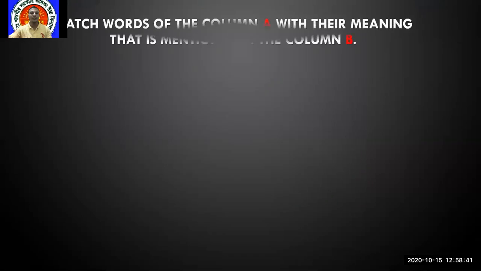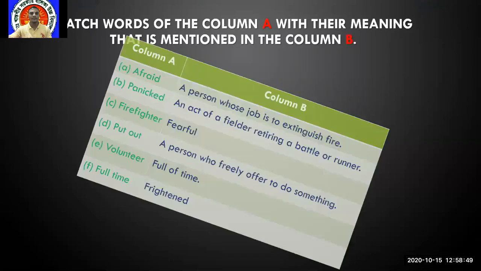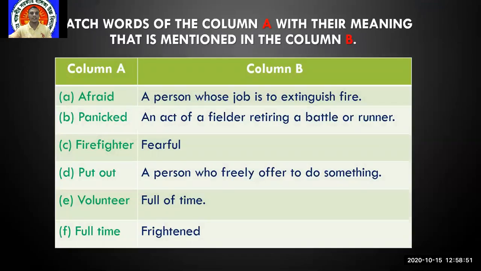Now it's your turn. There are some words in the table. Match the words of column A with their meanings mentioned in column B. Look at the table. There are some words in column A. The words are afraid, panicked, firefighter, put out, volunteer, full time. And the meanings of the words are in column B. You have to rearrange the words.